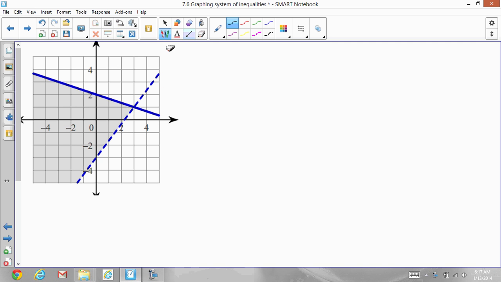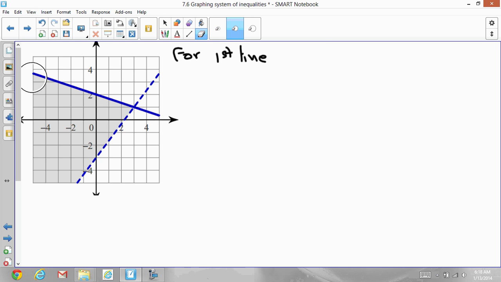So let me call one of them the first line. This one, the solid line, I'm going to use as my first line. For the first line, let me highlight and show you, I'm talking about this line. So for the first line, look at the notes, and the first step is to find the slope.